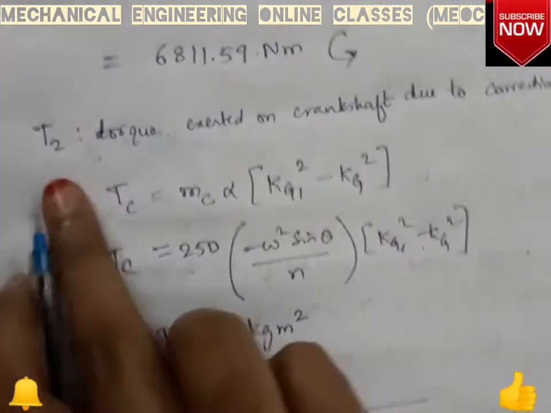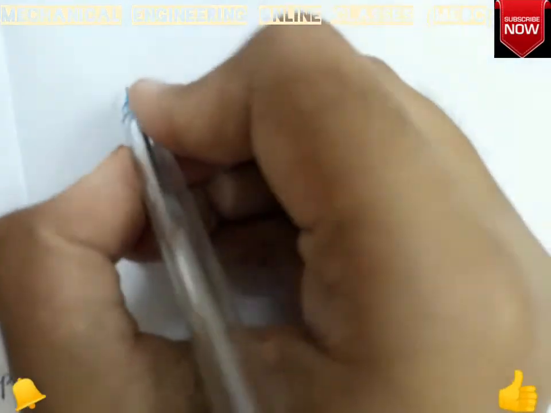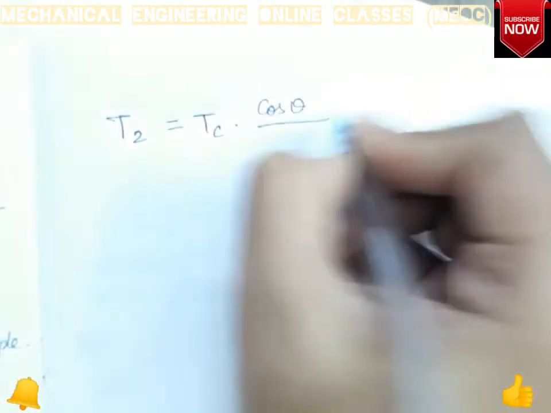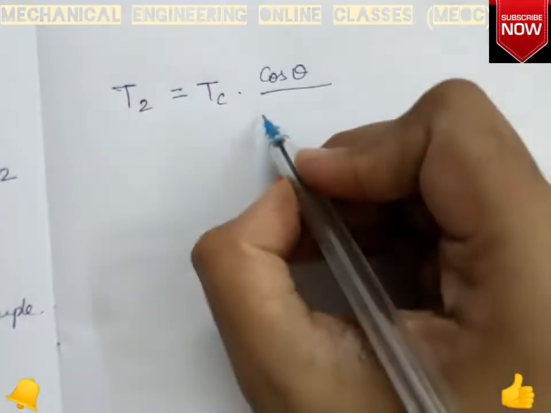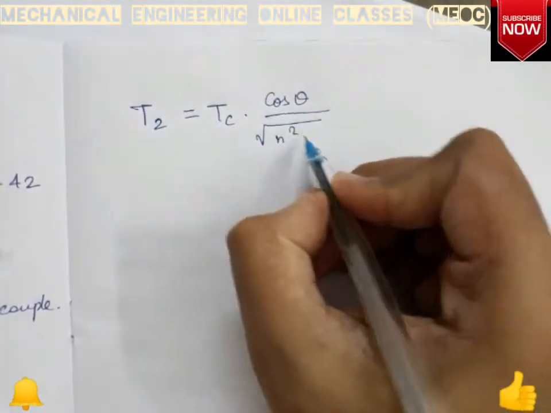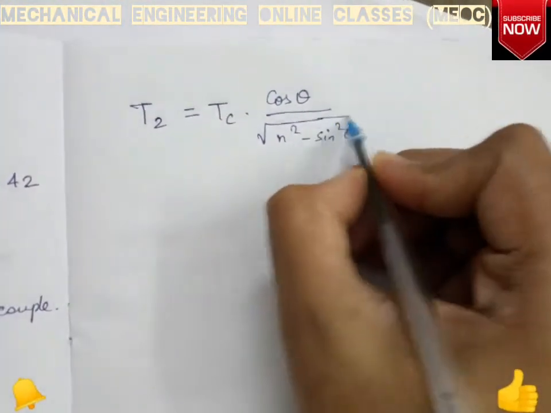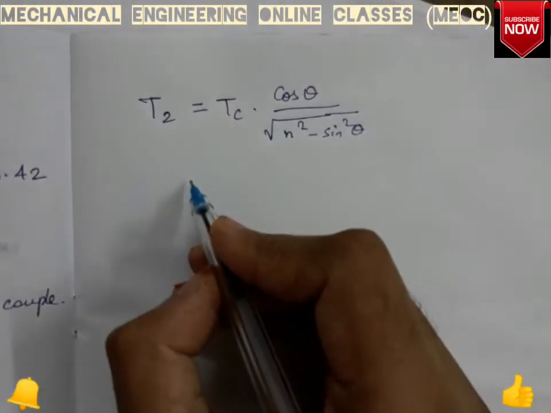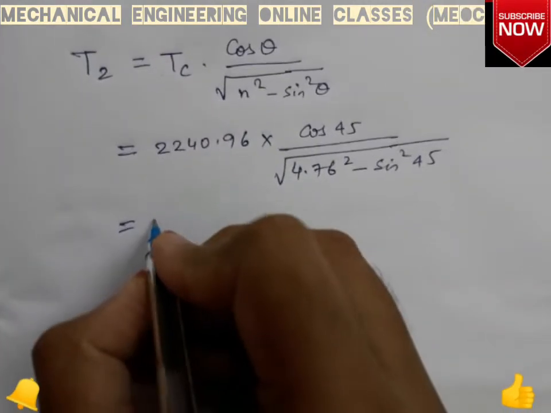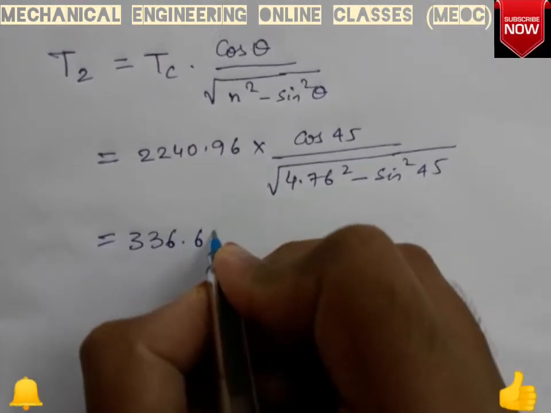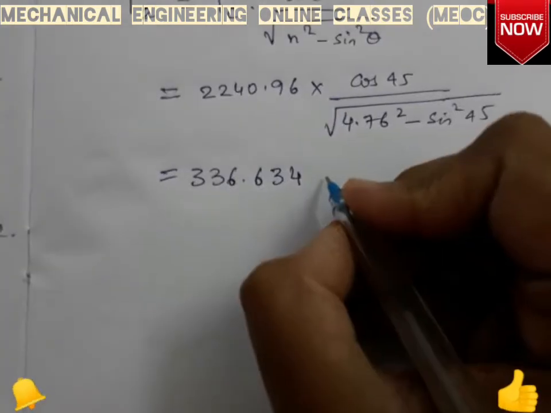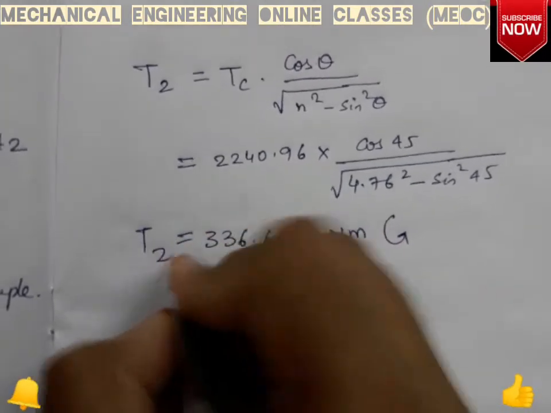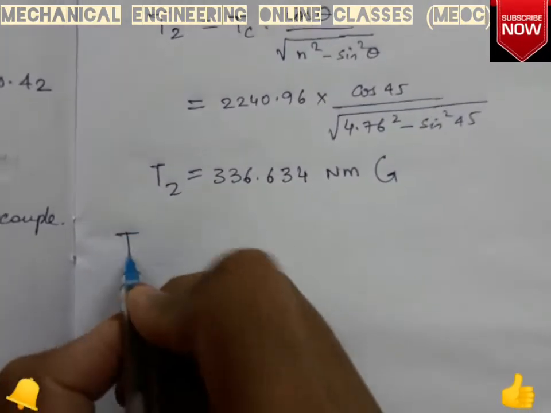Now let us find T2. We know that T2 is equal to TC cos theta by root over n square minus sine square theta. TC is just found, theta is known, n is known, so we substitute the values and we get T2. This will be equal to 336.634 Newton meter, also acting in counterclockwise direction. So this is T2.